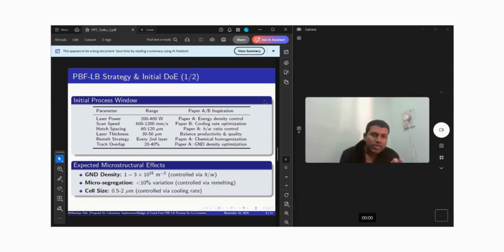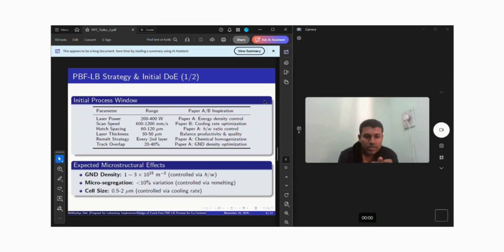The layer thickness has to be around 30 to 50 micrometers. Thinner layers like 30 micrometers provide better resolution and surface finish, more consistent melting, but longer build times. Thicker layers like 50 micrometers have faster builds and higher productivity, but risk incomplete melting between layers.